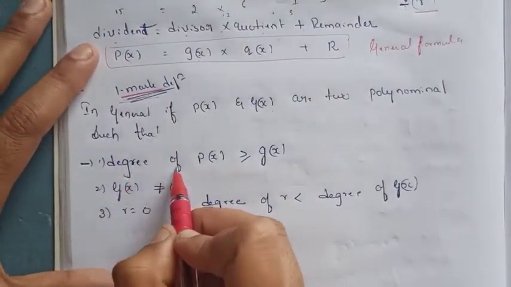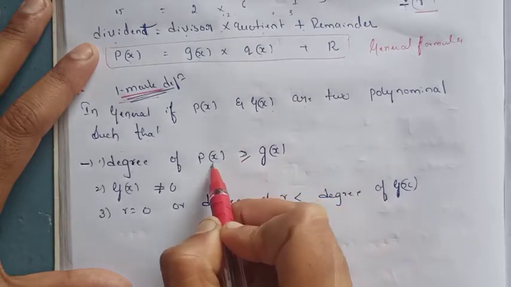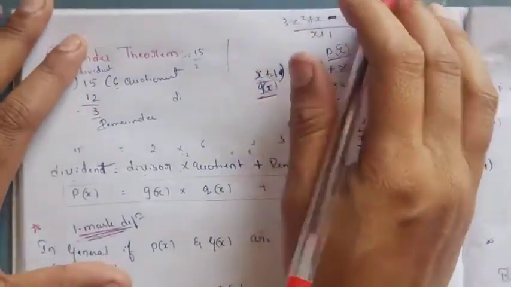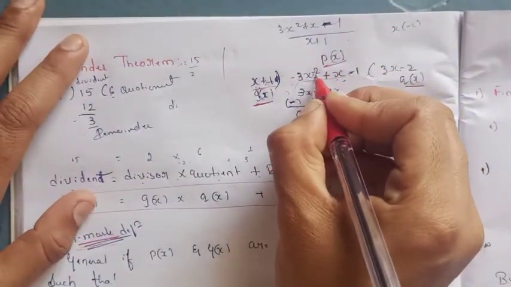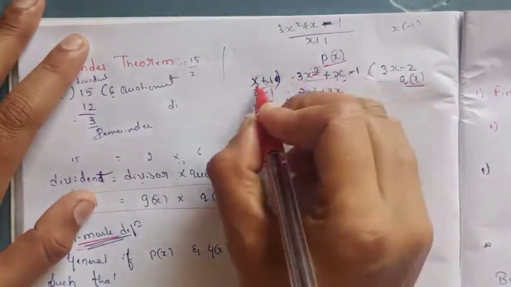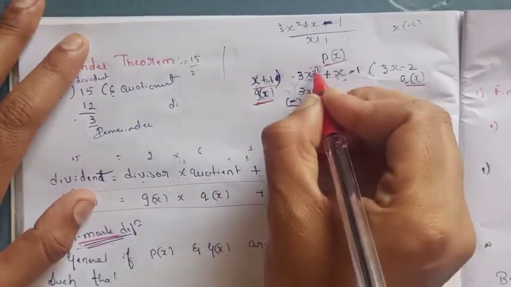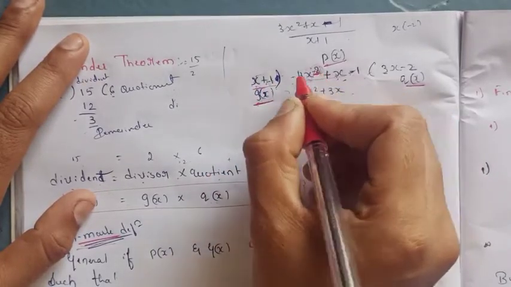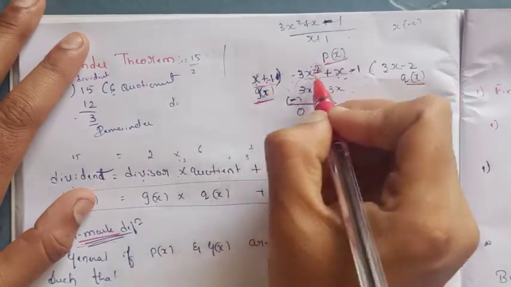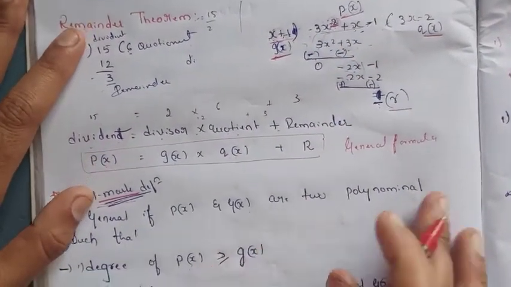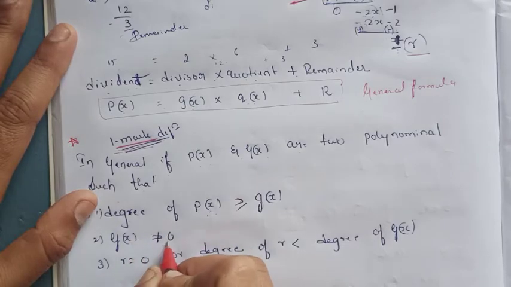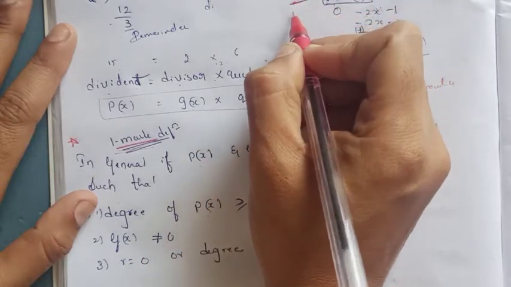such that the degree of p of x must be greater than or equal to the degree of g of x. This is p of x, and its degree should be greater than or equal to g of x. That is the first condition. And the second condition is that g of x should not be equal to 0.